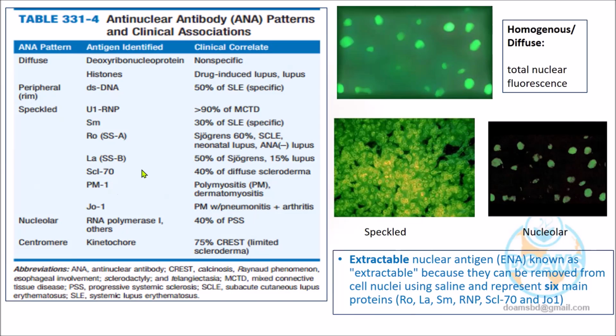Again, if I am confused whether this is SLE or systemic sclerosis, then I will advise anti-dsDNA as well as SCL70 antibody. So it will be very clear. This is the clinician's understanding of when I will advise which test. Investigation is always directed by the knowledge of history and examination. This chart is very important.